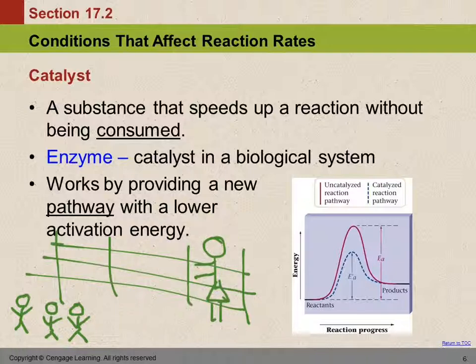Another way we could cause a lower pathway is to take out part of this fence, right? If we took out the top 2 rails of this fence and just had this lower one, now it's going to be a lot easier for those kindergarten students to hop over the fence. And that's another way of thinking about a catalyst. Any questions?